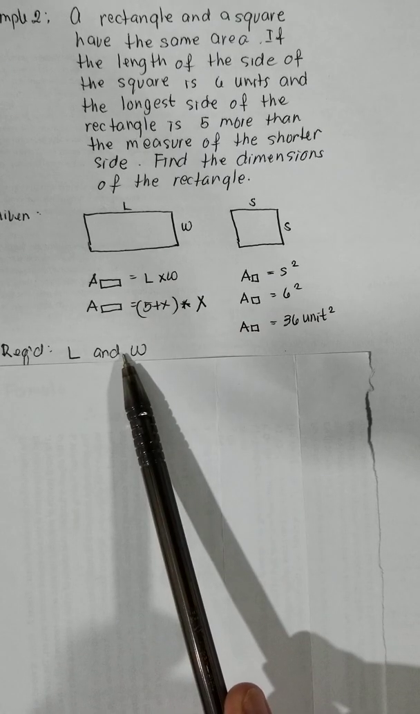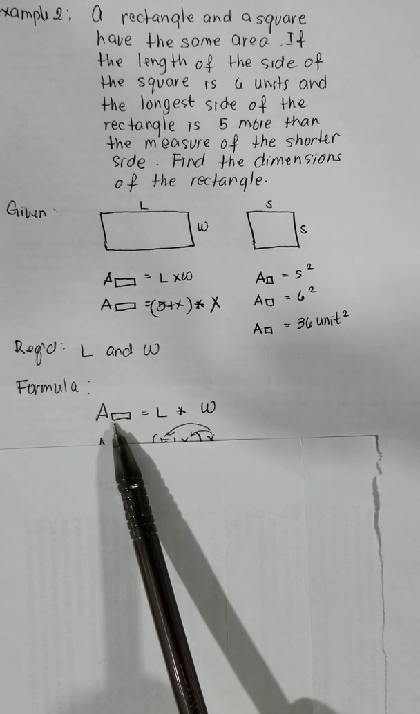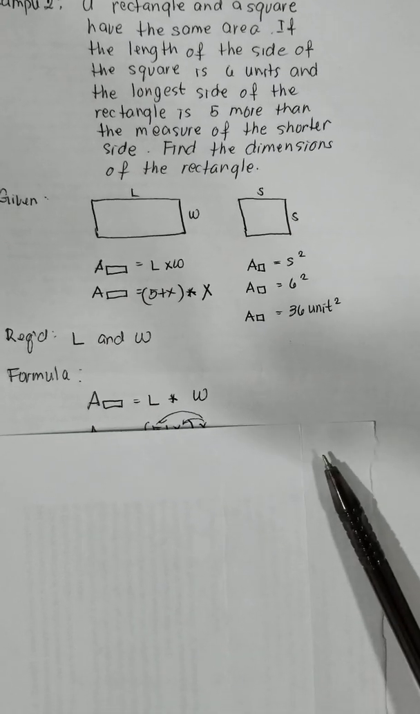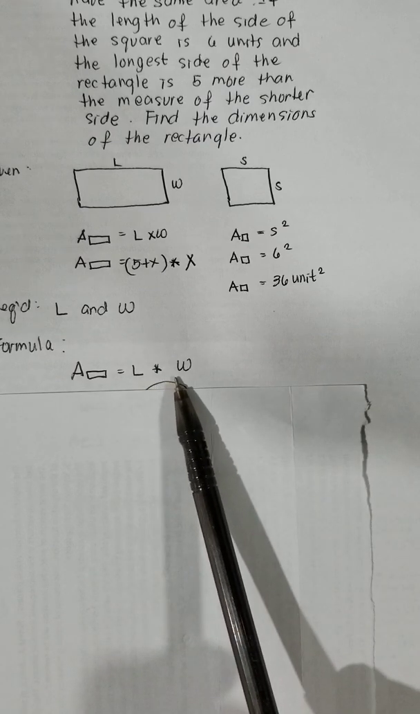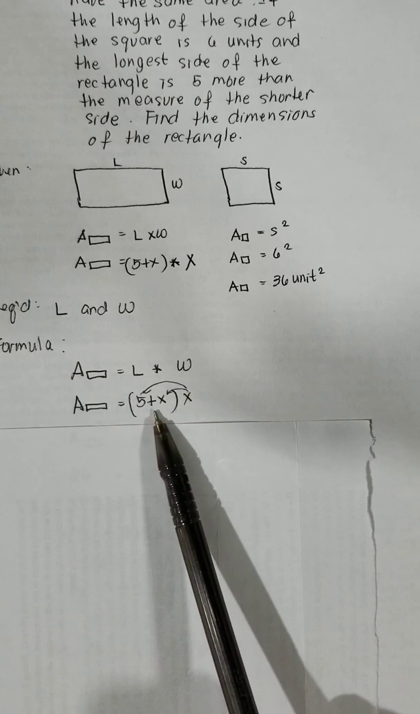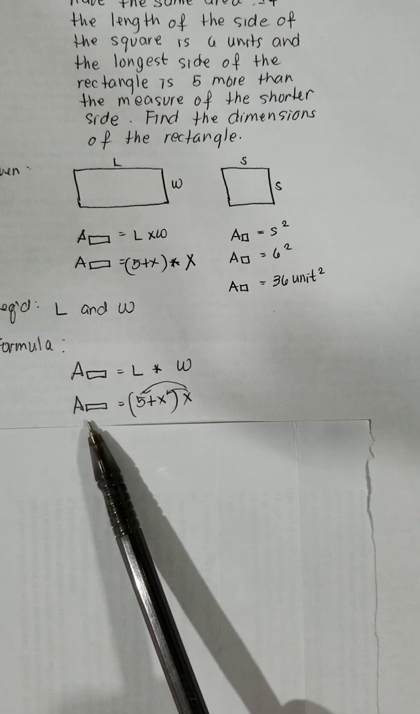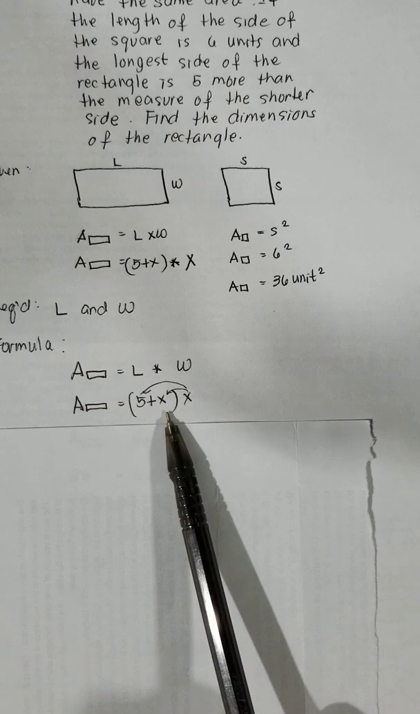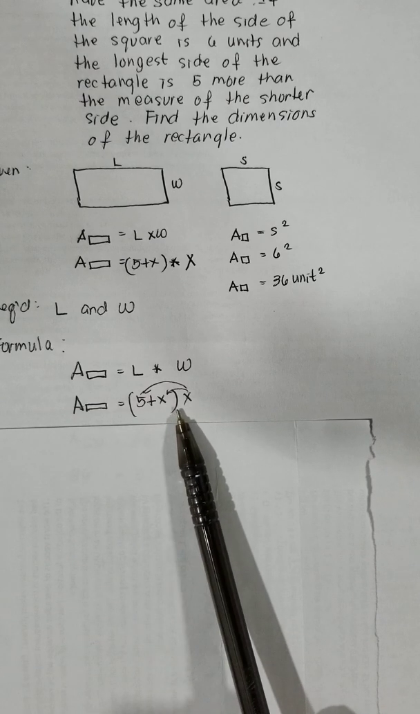The formula that we will use is the formula for the area of a rectangle, which is the area of a rectangle is equivalent to length multiplied by the width. Since the length is represented as 5 plus x and the width is represented as x, then substituting it in the area of a rectangle formula, we get this quantity.